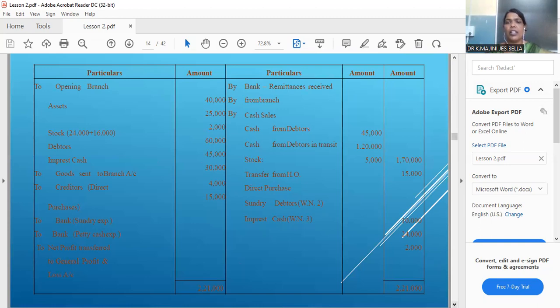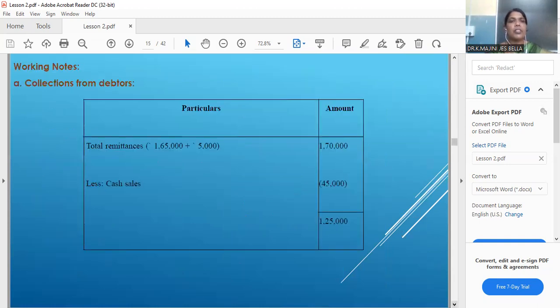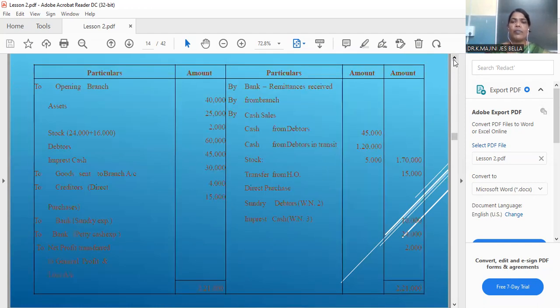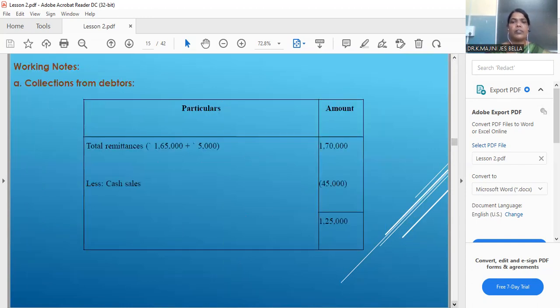Then sundry debtors. For the sundry debtors calculation, I have given it here. See, total remittance 1,25,000, right? So here, total remittance. This is collection from debtors.